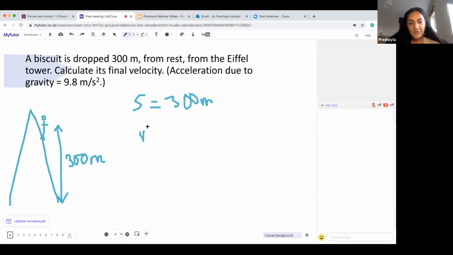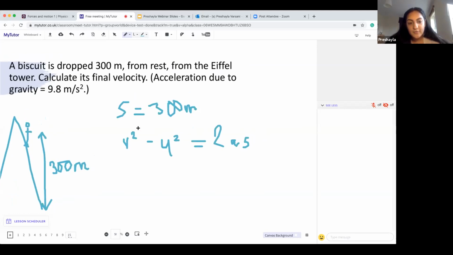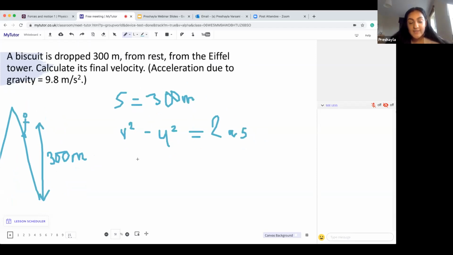So we need to use our equation V squared minus U squared equals 2AS. To find final velocity, V, we need to rearrange our equation to get V the subject. So the first thing that I'm going to do is move U squared to the other side. To move U squared to the other side, because it's already subtracted, I need to add it. So I do 2AS plus U squared.